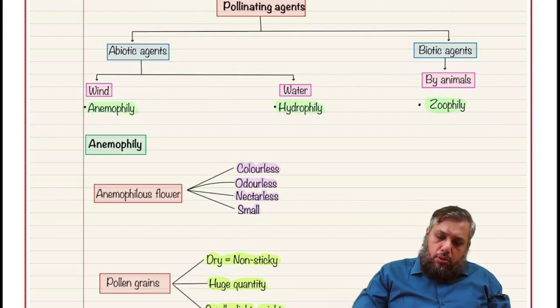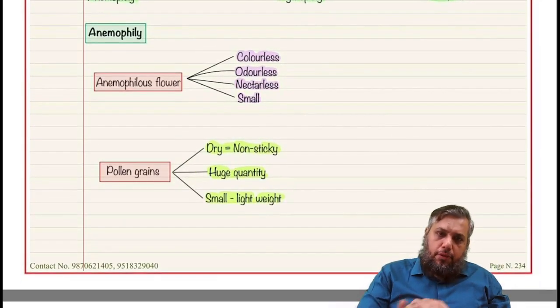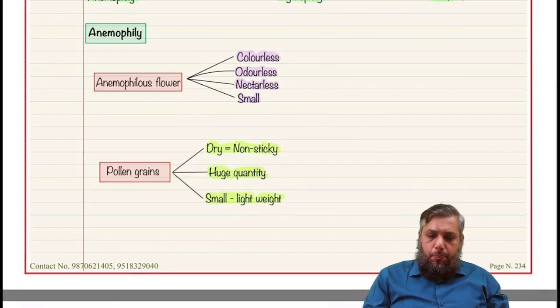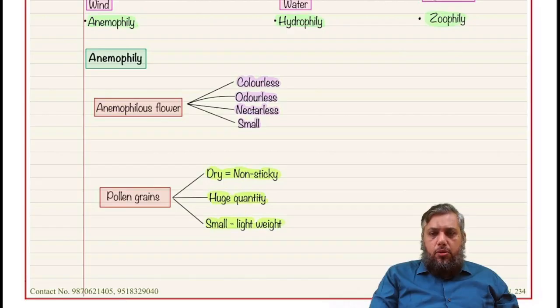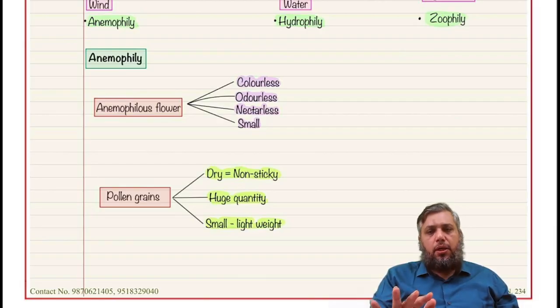So if you talk about the anemophily and an anemophilous flower, we know that the wind is an abiotic agent and it does not need to get attracted. So the flower is not going to waste its energy on making itself attractive or conspicuous, meaning easily seen. Neither is it going to put its energy in developing fragrance or nectar because they are irrelevant for the wind.